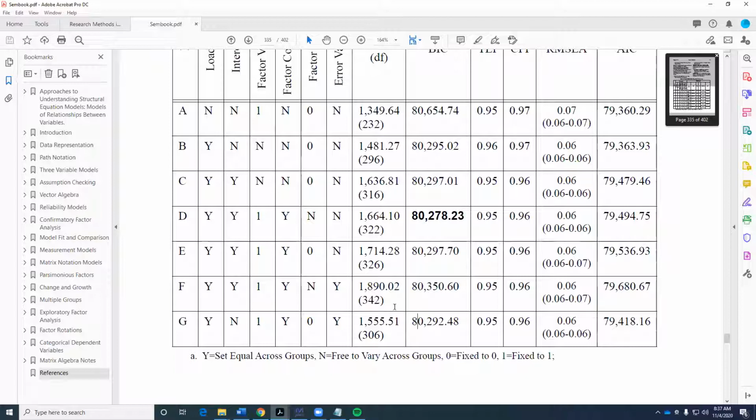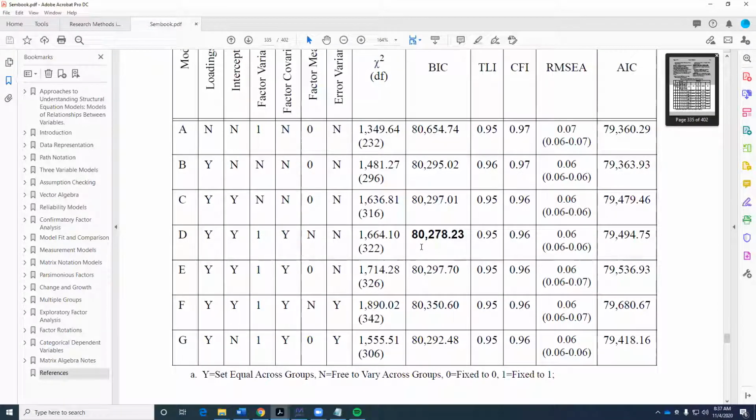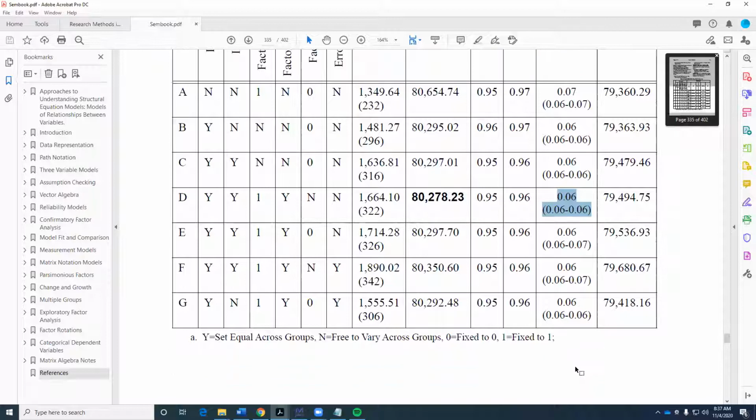So there's some pretty clear evidence that measurement error is not the same across men and women, and this ends up being my preferred model. In terms of TLI and CFI, those are kind of acceptable values. I get pretty much the same solution using the AIC. As I mentioned before, the BIC tends to perform better in Monte Carlo studies. The RMSEA is 0.06, which is a little bit higher than what people are often used to seeing, but for all of the candidate models here, I've got a 0.06 value.